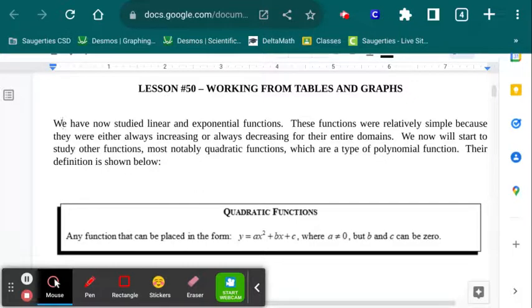Welcome back to a new packet. This is Unit 8, I believe. We're working on quadratic functions.